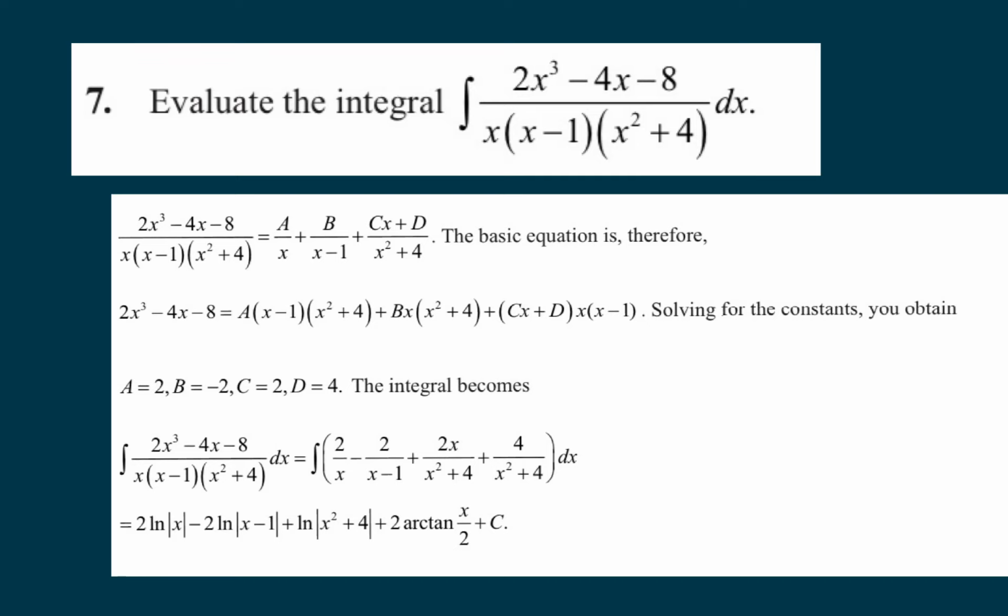To the next problem. Evaluate the integral of 2x cubed minus 4x minus a. So what we have to do is the partial fraction decomposition. I see an x, so a divided by x. I see x minus 1, there is no square, so I will put b divided by x minus 1. I see x squared plus 4, it's not raised to a square, it's just x squared plus 4. I will put cx plus d divided by x squared plus 4, because x squared plus 4 has no real roots, it has imaginary roots. So it will be cx plus d.